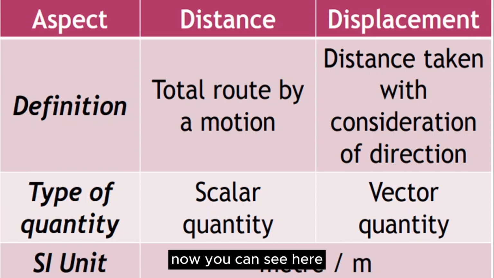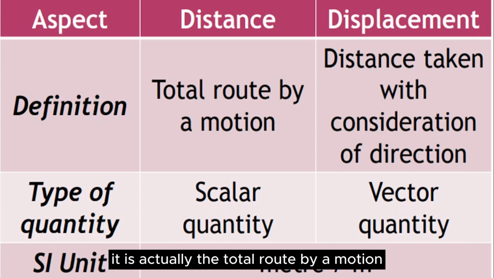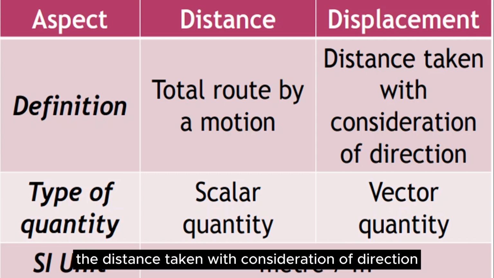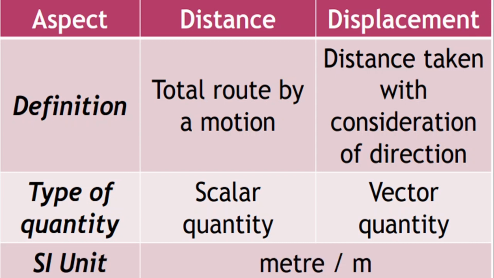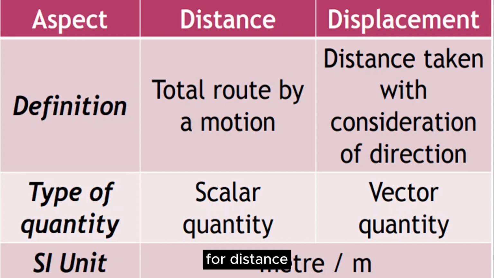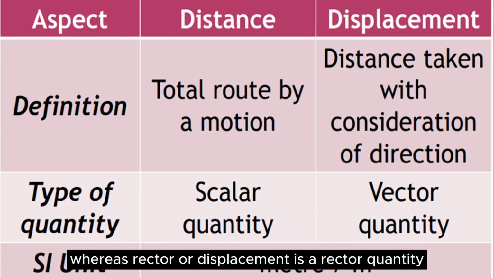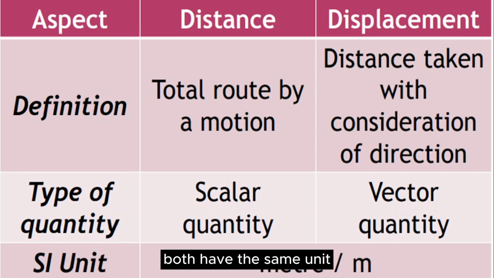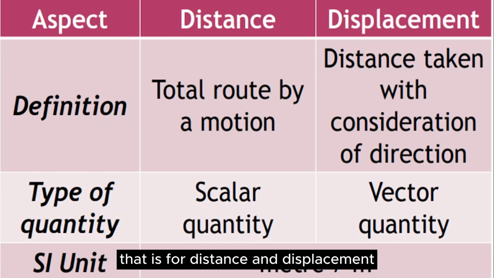Now you can see here, distance is actually the total route covered by a motion. Displacement is the distance taken with consideration of direction. As for the nature of the quantity, distance is a scalar quantity, whereas displacement is a vector quantity. Both have the same unit, measured in meters.